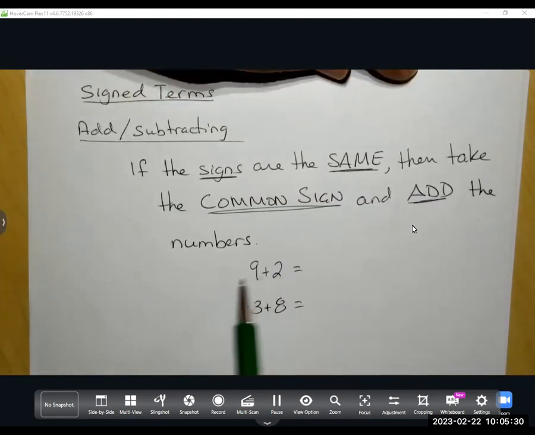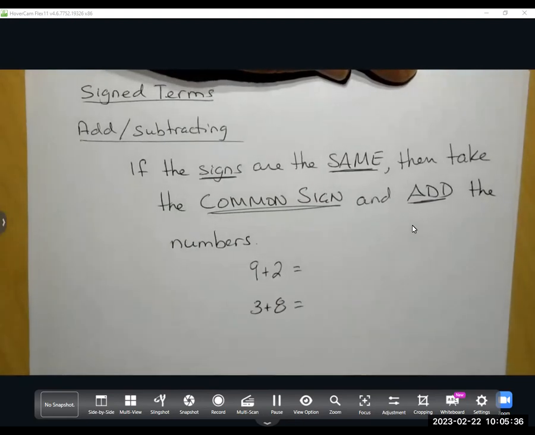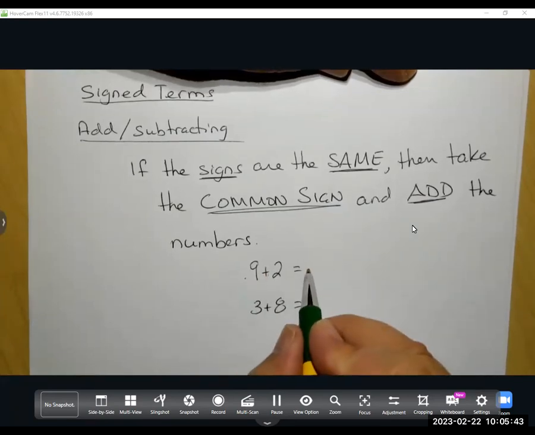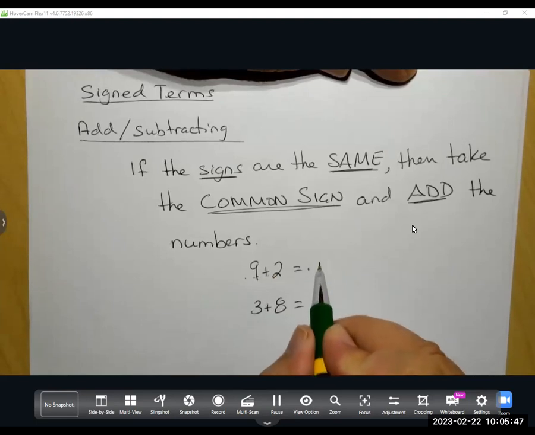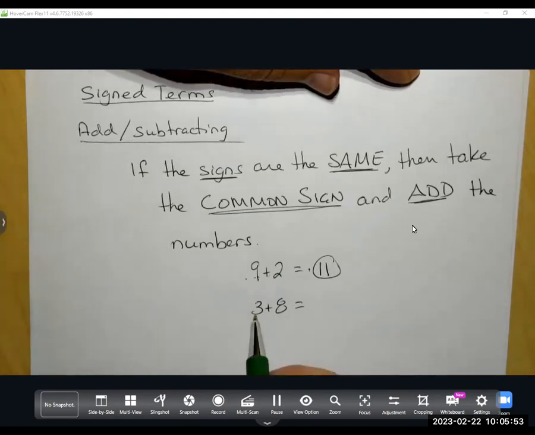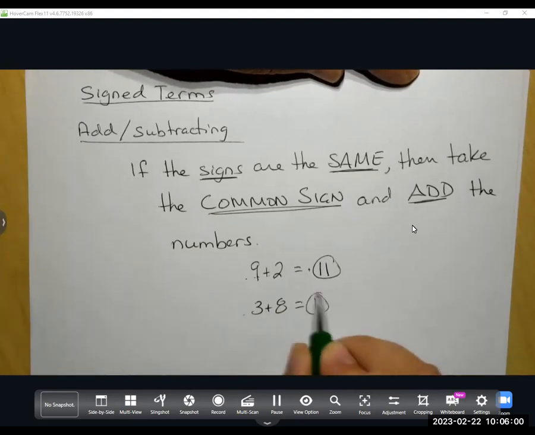Is this an addition or a multiplication? Addition, because there's no parentheses or anything, and there's a plus sign there. So they're both positive. So the answer is going to be positive. Add the numbers. 9 plus 2 is 11. It's positive 11. Same thing here. They're both positive. The answer is positive. 3 plus 8 is 11.